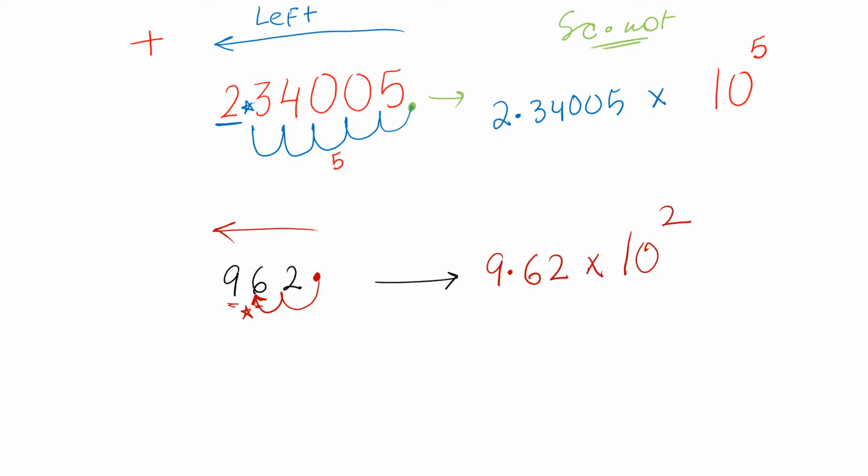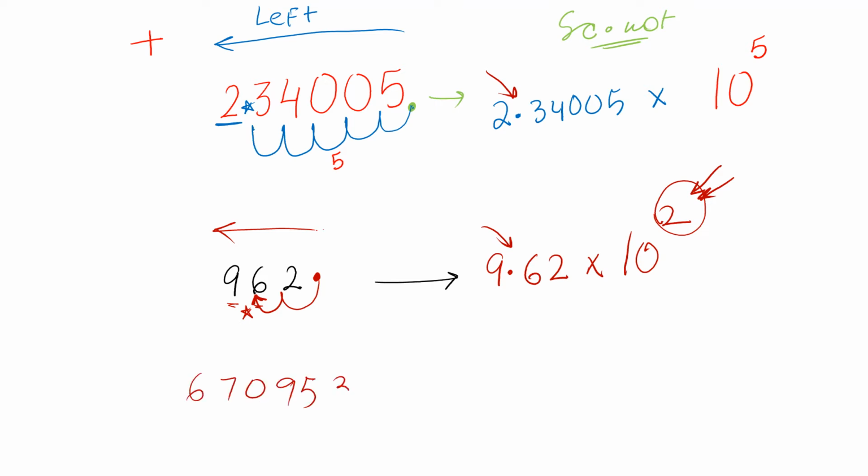Get it? So when I move from the right to the left, I have to put the power with the plus sign. And how many places I am moving will be indicated by the power. The decimal should always be after the first digit. Let's try, your turn.